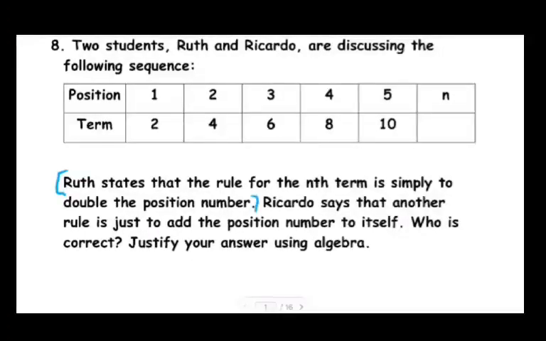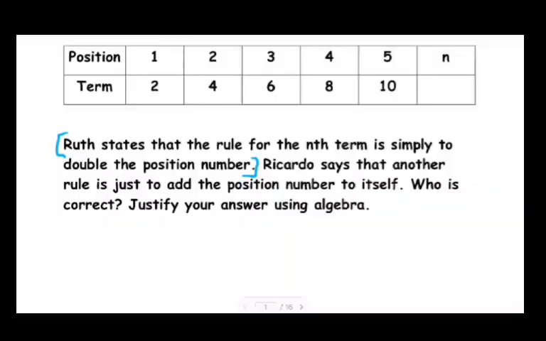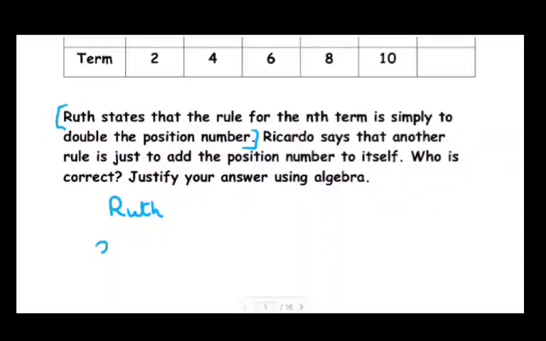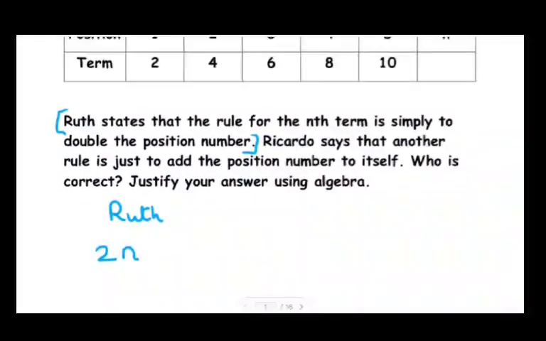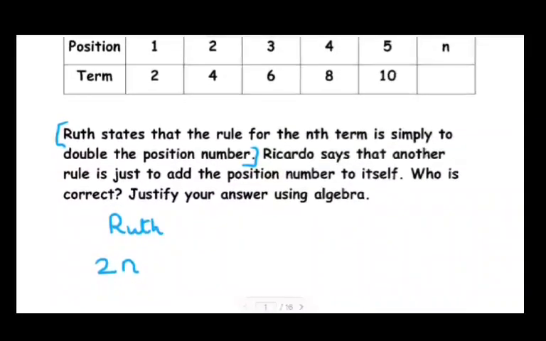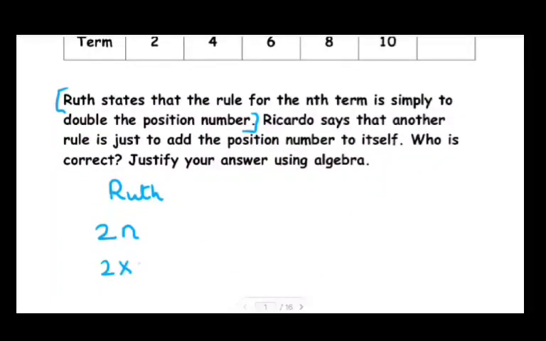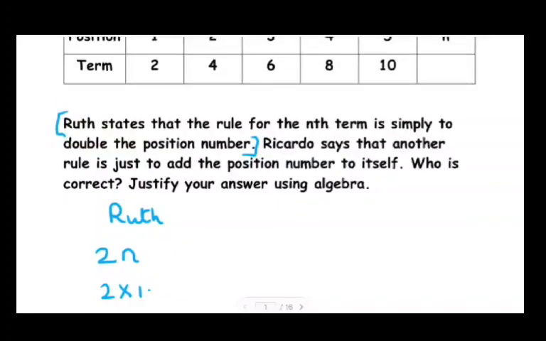Let's work out Ruth's nth term rule. So Ruth says to double the position. Position is denoted by n. So does that work out? So 2 into 1 gives me 2. Yes. 2 into 2 gives me 4. Yes. 2 into 3 gives me 6.